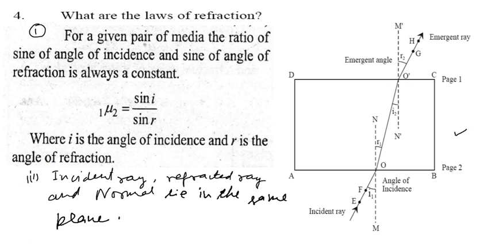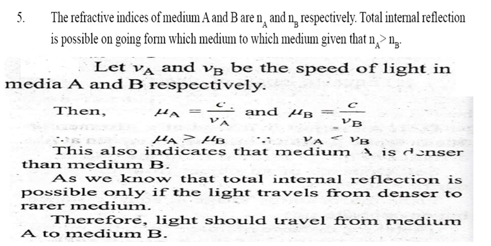Now here, for total internal reflection, light should travel from denser medium to rarer medium. So you can write this one. Third question, what are the laws of reflection? So you can draw this image and write the laws of reflection. The first law is that the angle of incidence is equal to the angle of reflection. You can see here the angle of incidence is always equal to the angle of reflection.